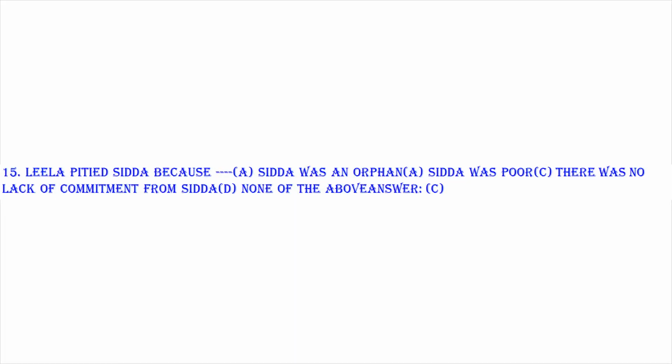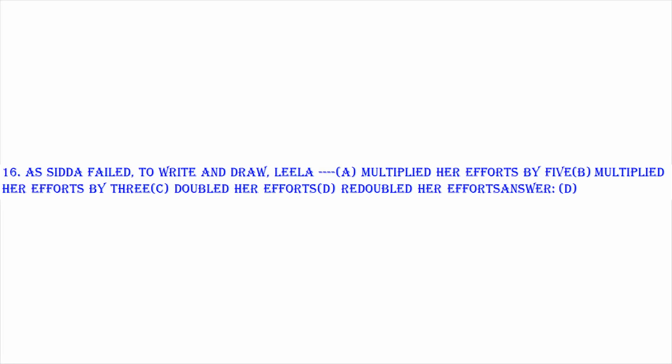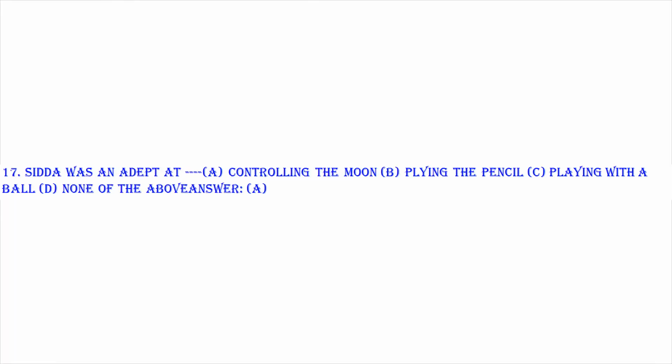15. Leela pitied Siddha because: A. Siddha was an orphan, B. Siddha was poor, C. There was no lack of commitment from Siddha, D. None of the above. Answer, C. 16. As Siddha failed to write and draw, Leela: A. Multiplied her efforts by 5, B. Multiplied her efforts by 3, C. Doubled her efforts, D. Redoubled her efforts. Answer, D. 17. Siddha was an adept at: A. Controlling the moon, B. Plying the pencil, C. Playing with a ball, D. None of the above. Answer, A.